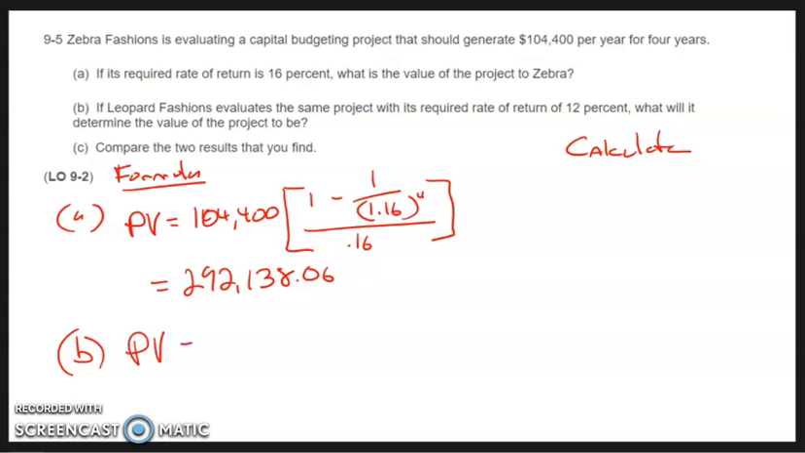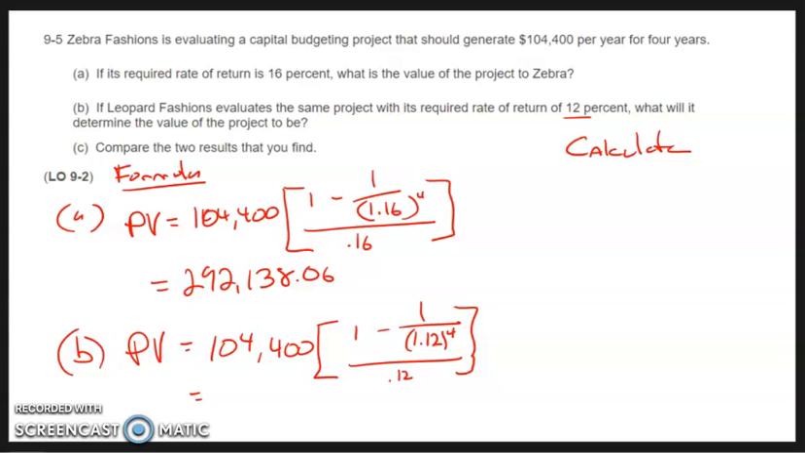So part B, all we do is change the rate. So Leopard Fashions evaluates the same project with a rate of return of 12%. So 104,400 multiplied by 1 minus 1 divided by 1 plus the rate. So 1.12 to the 4th power divided by 0.12. That is $317,099.27.